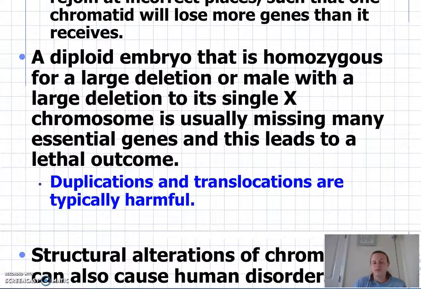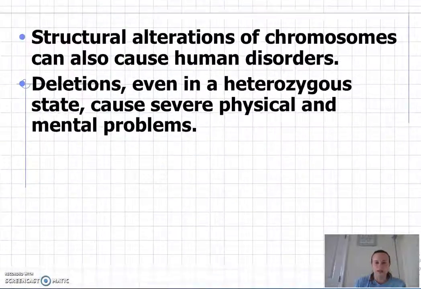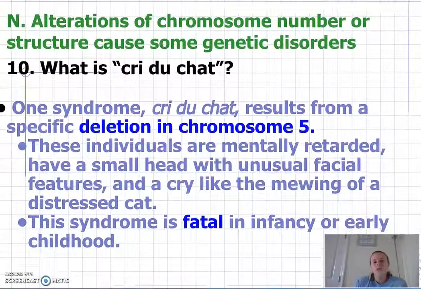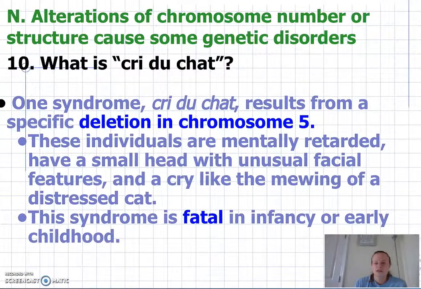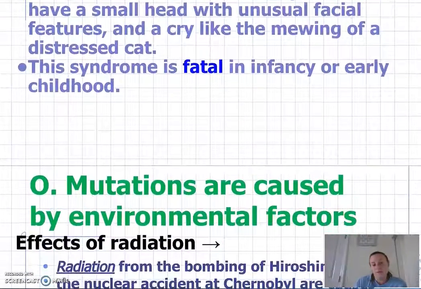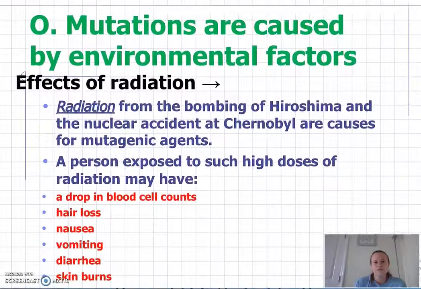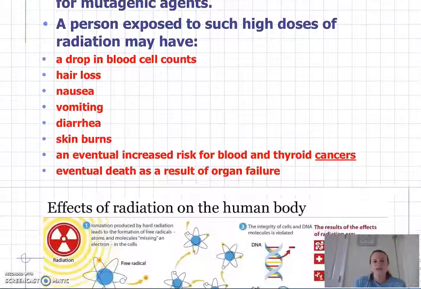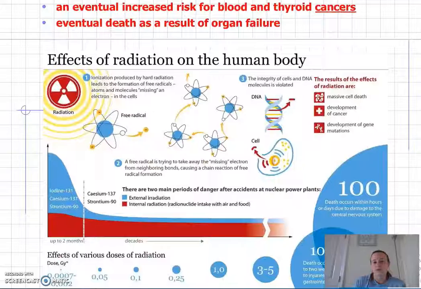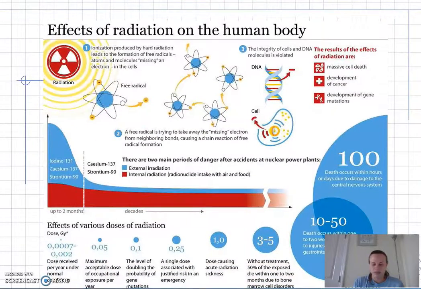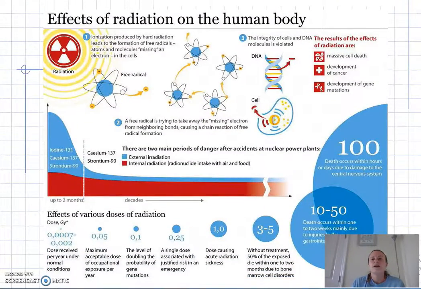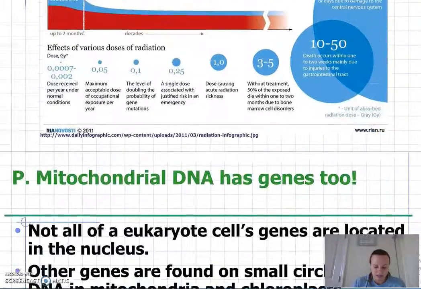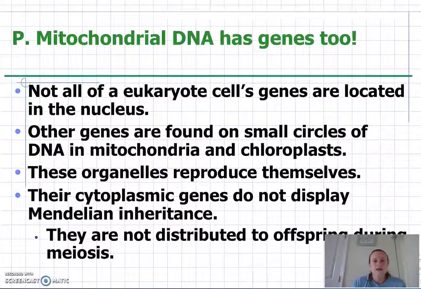Duplications and translocations are the mutations that are typically harmful. Cri-du-chat, we talked about, it's deletion in chromosome number 5, and unfortunately it is fatal. Some of these mutations can be caused by environmental factors such as radiation. Radiation alters your DNA, and if your DNA is altered, then it may result in a disease or a disorder.